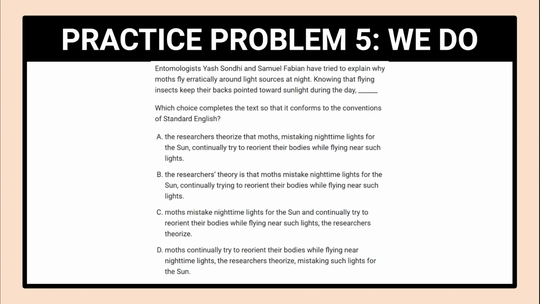So the noun phrase the researchers is what's being the subject of the sentence. And this is immediately placed after the modifying phrase, like from knowing the flying insects keep their backs pointed towards sunlight during the day. This is where the researchers are being placed. Because of this, we can see that the researchers know that flying insects keep their backs pointed towards sunlight during the day, and not another noun in the sentence. So based on that, we would arrive at A as our answer. None of the other answers really reflect on that.